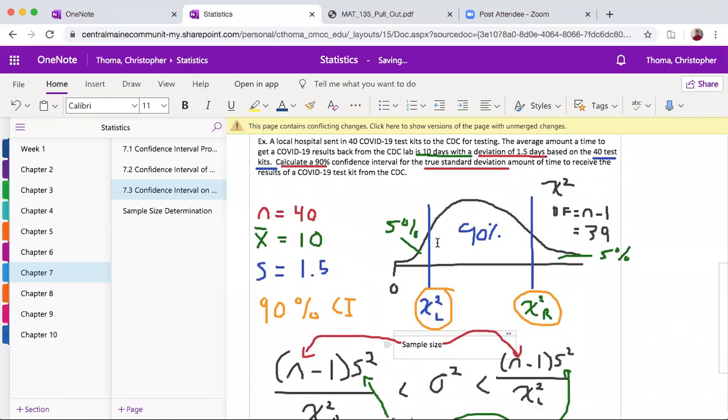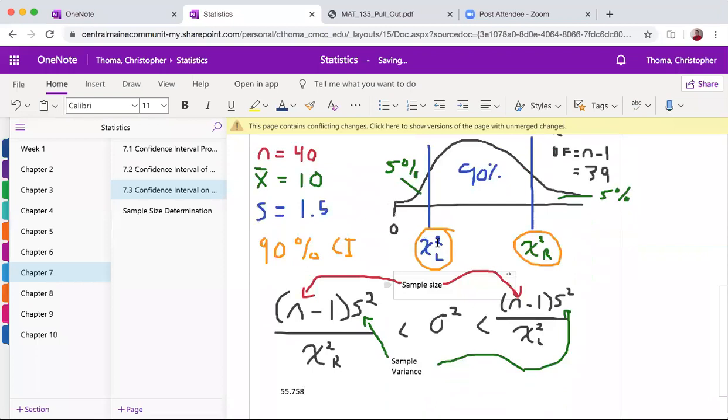Okay, could you go over how to get that again? Yeah, it's like what we did before. So go to your chi-square table. Is that for the right or left? That is for the right. Okay. So find 40 in the left column. Move your finger across until you are under the probability of 5%, which is on the very top where it says 0.05.